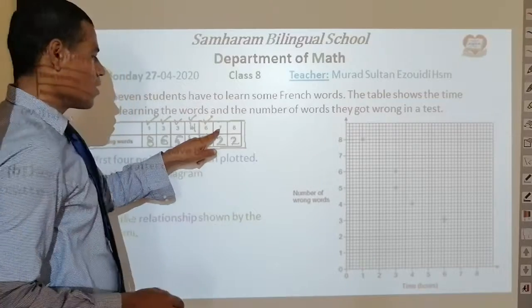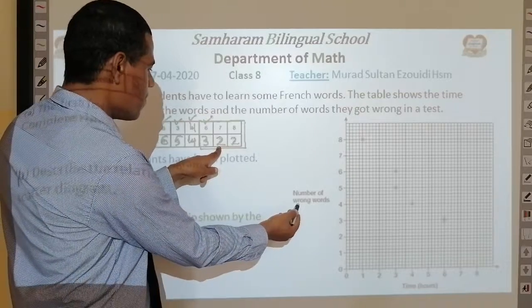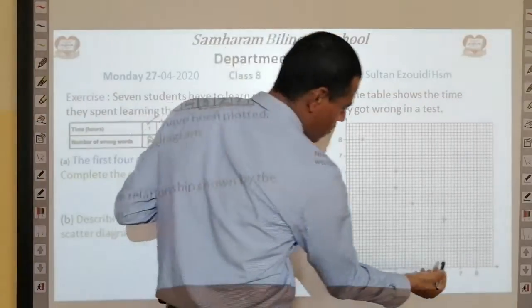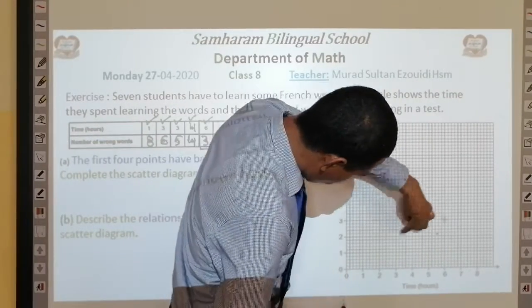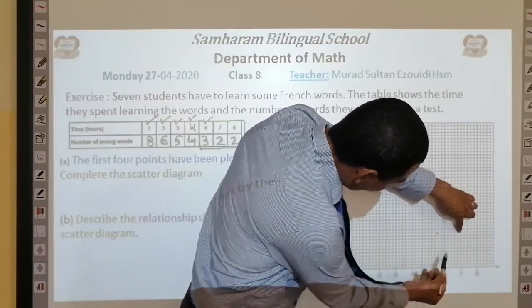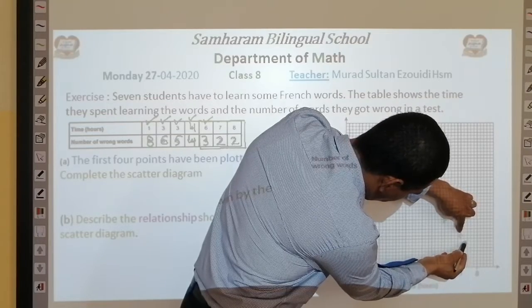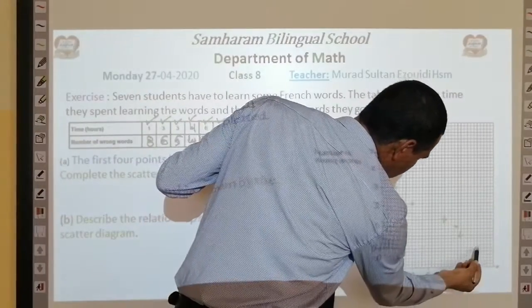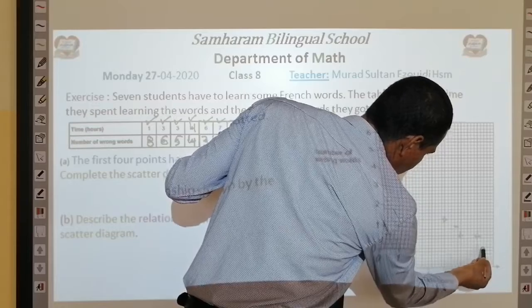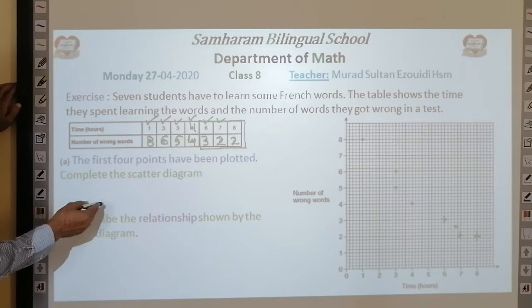And for spending 7 hours, the student made 2 wrong words. 7 is 2. This one, 2. Then for 8 hours also we have 2. This, my kids, is the scatter graph of this data. Complete the scatter diagram. Okay, it's done.